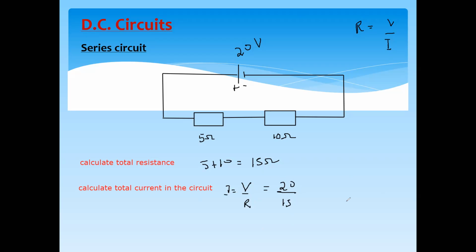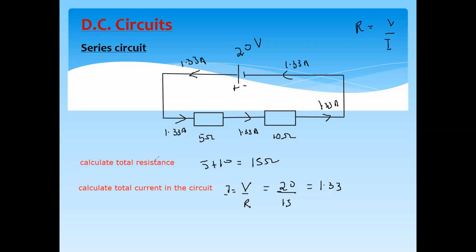Sir, what if we need the current between the two resistors, like after the 5 ohms? Even if they ask what is the current in 5 ohm or what is the current in 10 ohm, because they are in series, the total current coming out from the battery is the same as the current passing through each component. So it will be the same, no difference. We'll still take the total.